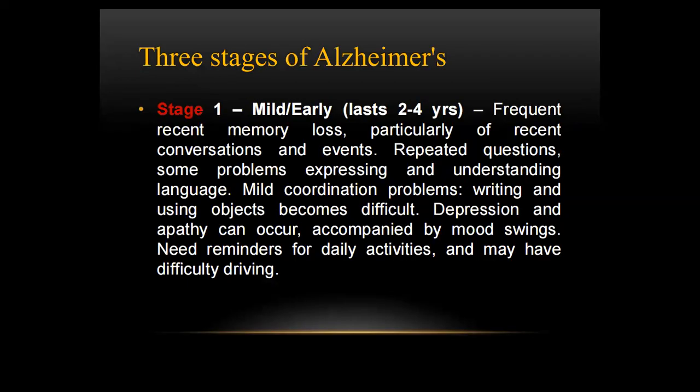There are stages in Alzheimer's. Stage 1 is the early stage, which lasts 2 to 4 years. There is memory loss, particularly of recent conversations and events, repeated questions, and problems expressing and understanding language. There are coordination problems, and writing and using objects becomes difficult. Depression and apathy can occur, accompanied by mood swings. Patients also need reminders for daily activities and have problems driving.